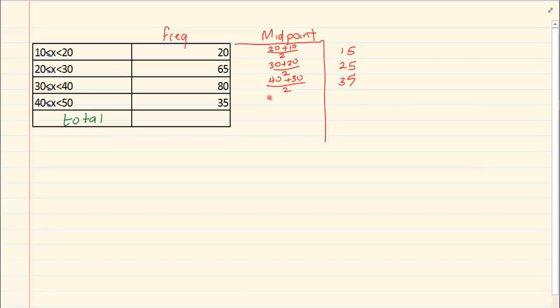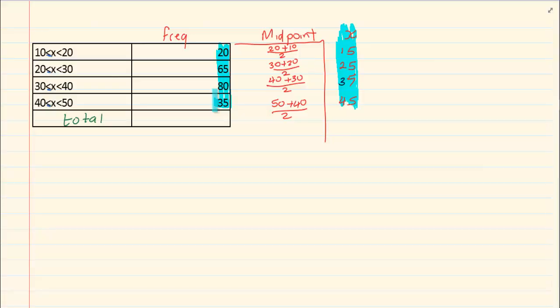And then we have 50 plus 40 divided by 2, which gives us 45. So these are the values we are going to press in our calculator. Under X, we are going to put all these values. And under frequency, we're going to put these values. So now your calculator is ready. You have X and you have frequency.